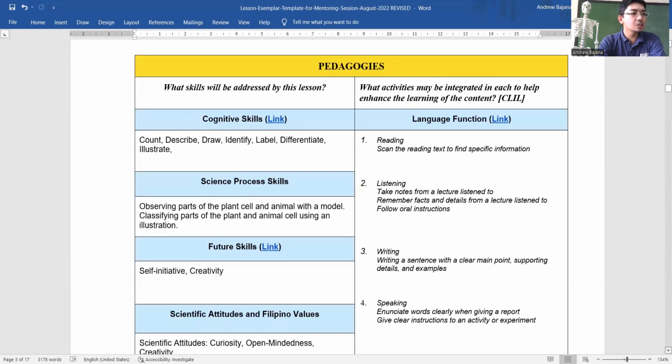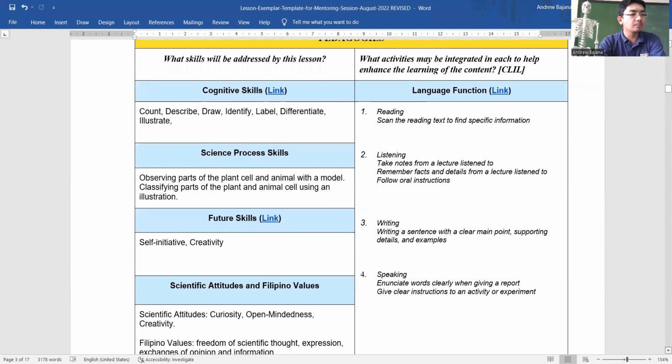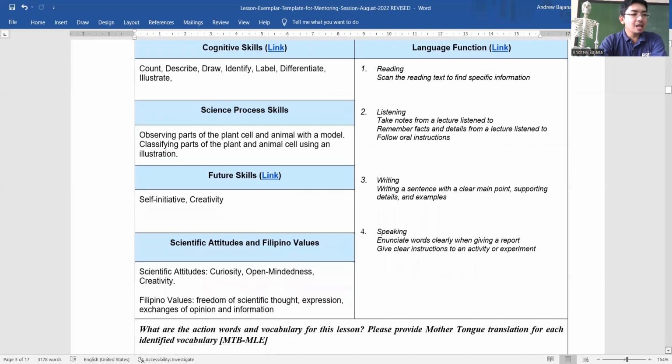For the pedagogies, cognitive skills: count, describe, draw, identify, label, differentiate, and illustrate. Science process skills: observing parts of the plant and animal cell with a model, classifying parts of the plant and animal cell using an illustration. Future skills: self-initiative and creativity. Scientific attitudes and Filipino values: curiosity, open-mindedness, creativity, freedom of scientific thought, exchanges of opinion, and information.